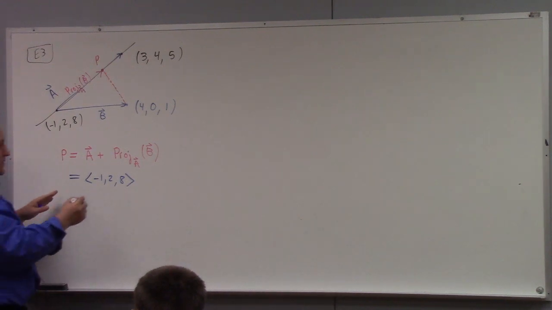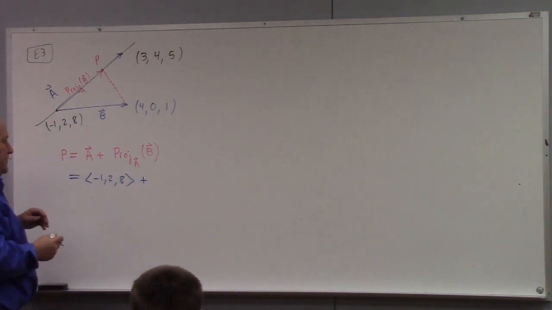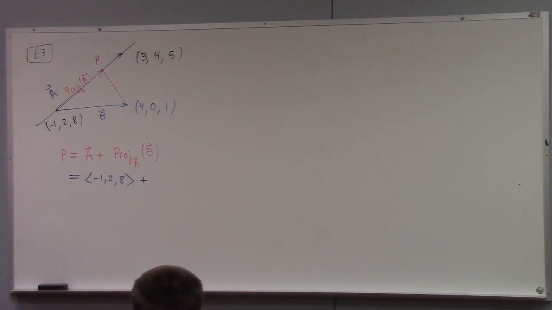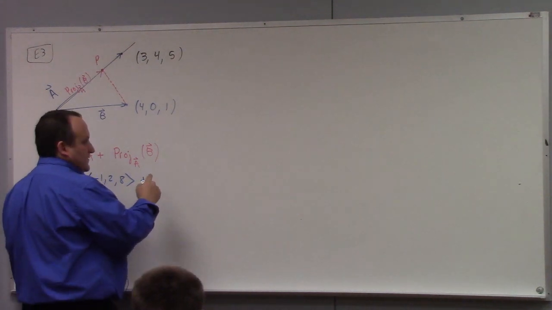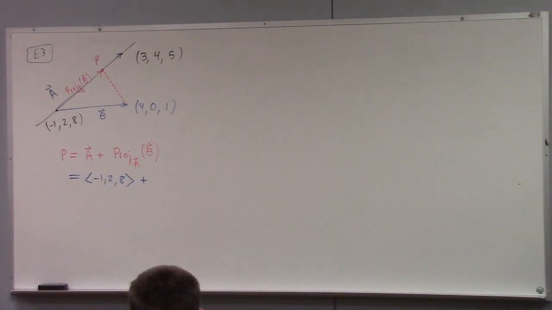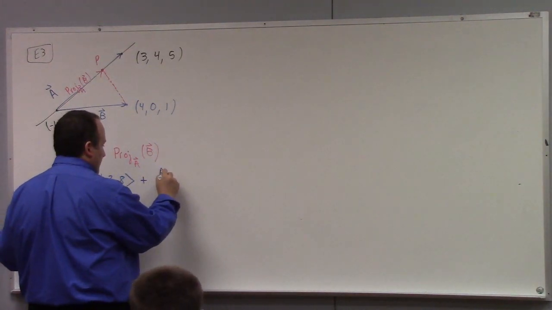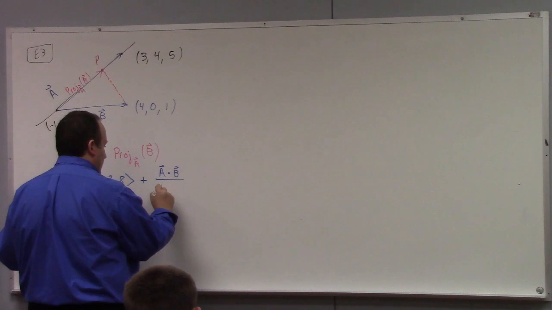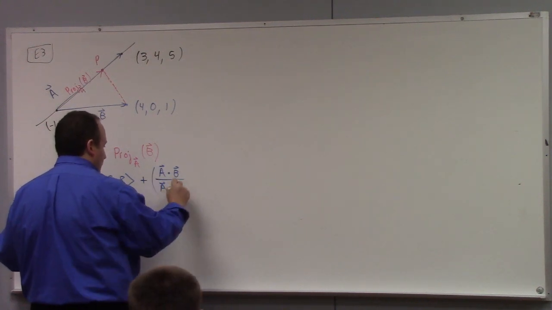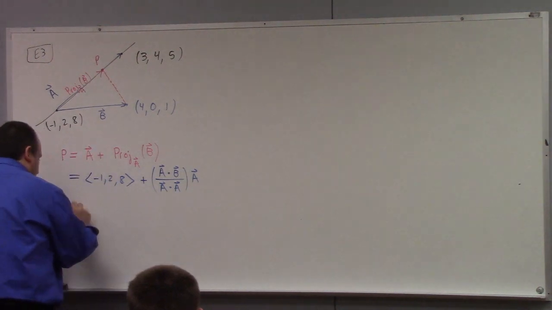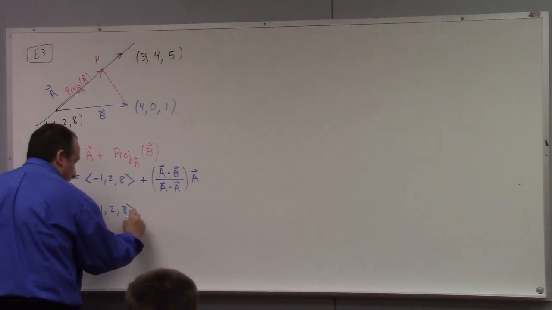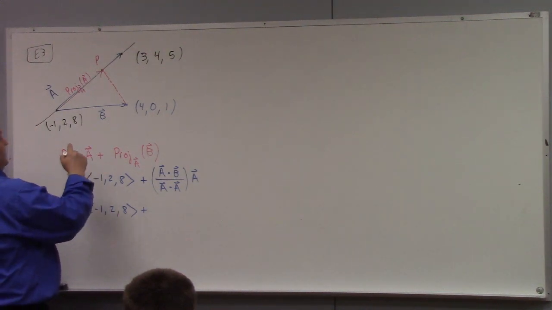So we have this plus what? Now, in this context, since I don't really care about A hat, I might as well use the slick formula which doesn't use the unit vector. Remember, it was this formula over here: B dot A over A dot A. So let me just write it out symbolically: A dot B over A dot A, in the A direction. How's that go? (-1, 2, 8) plus, let's see here, A dot B was, what is A dot B?